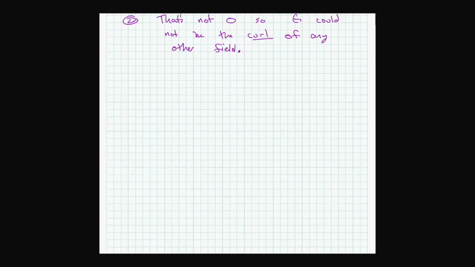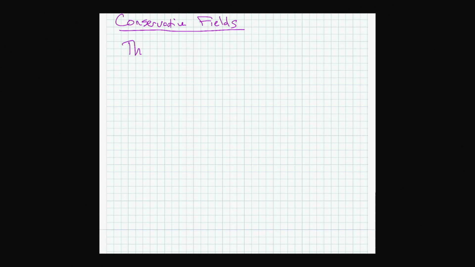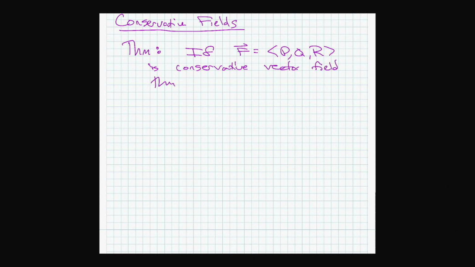Okay, there's one more theorem, I guess. Theorem: if F equals PQR is conservative, a conservative vector field, then curl F equals 0. Okay, that's it.